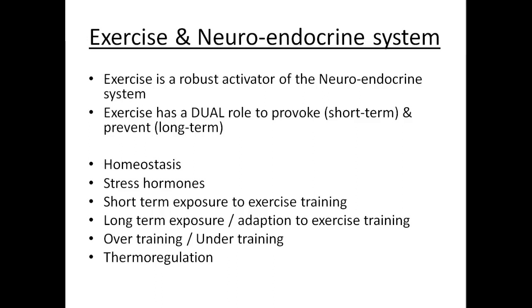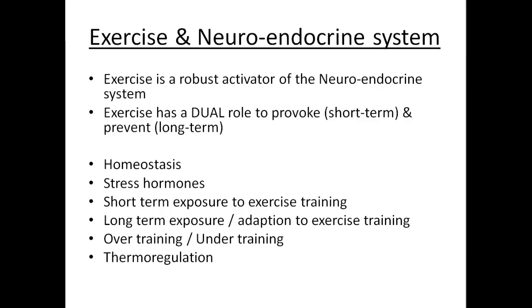So exercise and the neuroendocrine system. Exercise is a robust activator of the neuroendocrine system. It has that dual purpose to provoke short-term responses and prevent bad things happening to your health long-term.